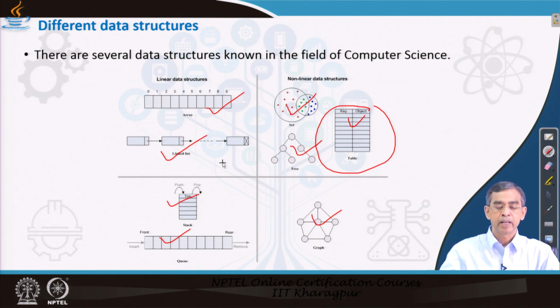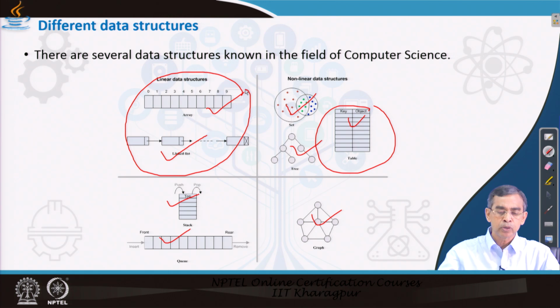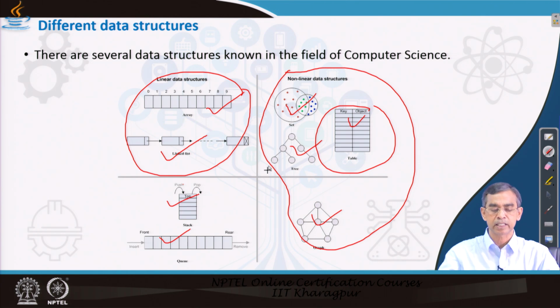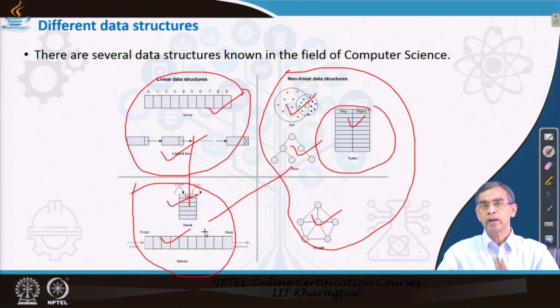Here you can see all collections can be broadly categorized into 4 different parts. This is one category, called linear collections, or linear data structures, and another is called non-linear collections. This one can be realized using both linear as well as non-linear, like stack and queue. So overall, all types of data can be broadly classified into these 4 categories.